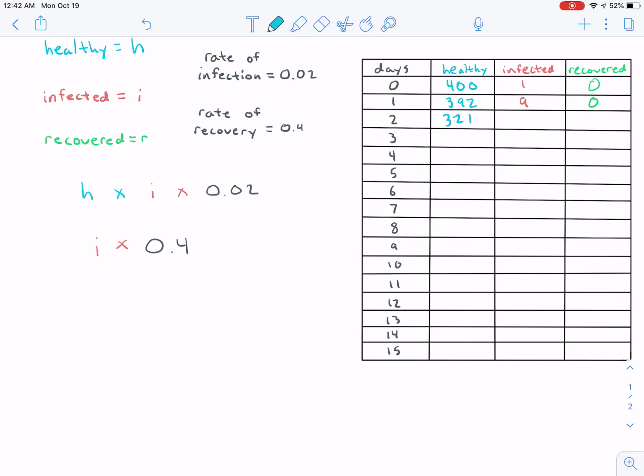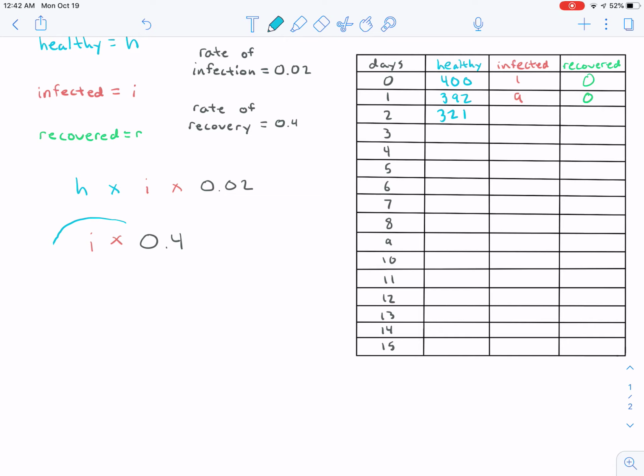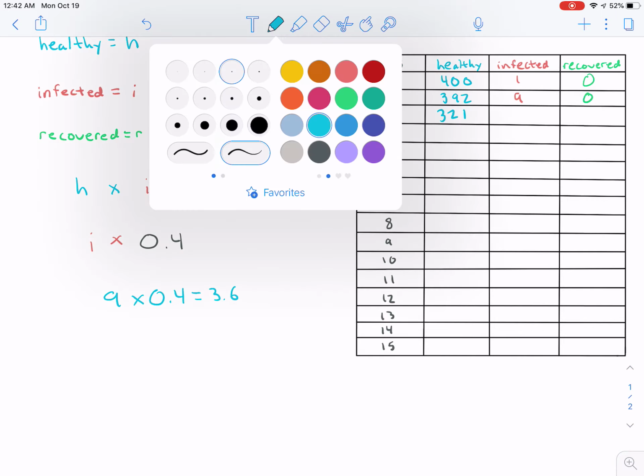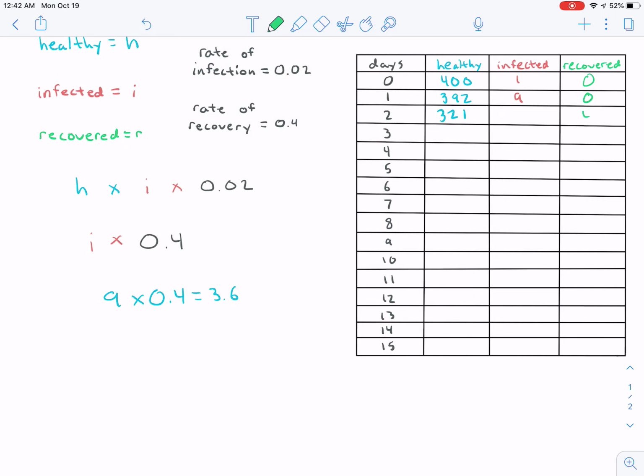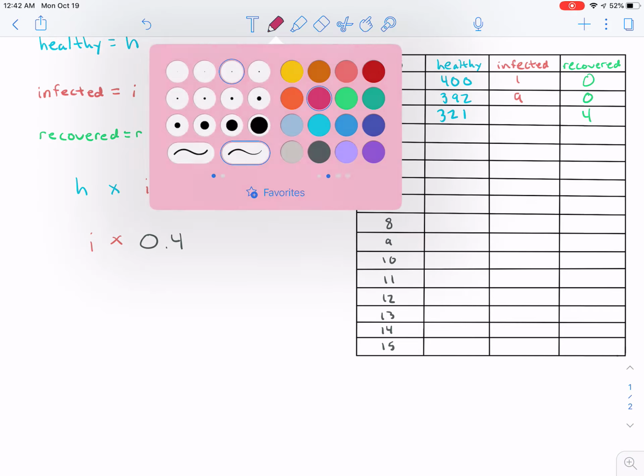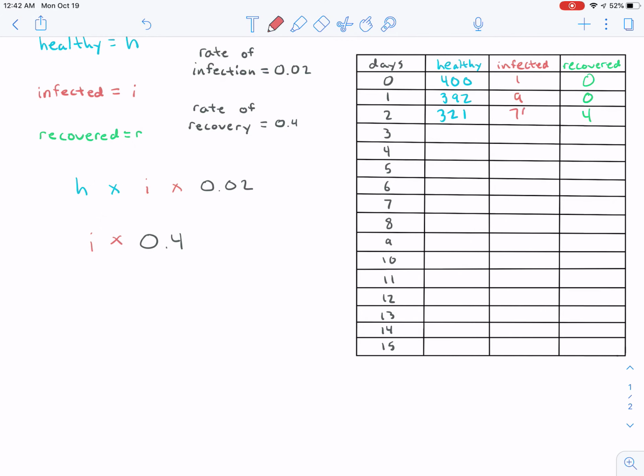If you want to find out how many recovered people there are, let's just use this equation again. So that's 9 times this number, so 0.4, and that is equal to 3.6. Again, for this, we're going to say it's closer to 4 than it is to 3, so basically 4 people recovered, right? So 9 minus 4 is 5, and then 5 plus 71 is 76, which means 76 people are infected.